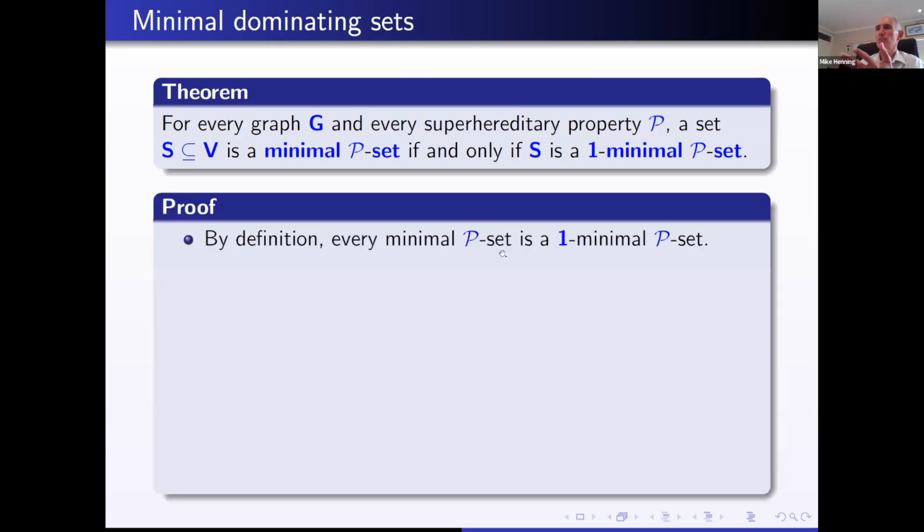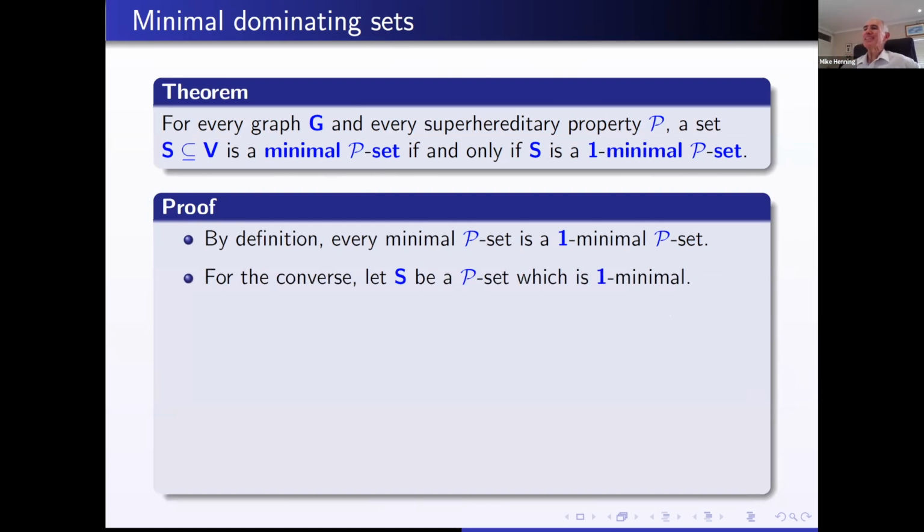So let's take our example. Of course, every minimal P set means every proper subset is not a P set. So in particular, every 1-minimal set wouldn't be a P set. So P minimal implies 1-minimal. But the other way around is not so obvious. We need the super hereditary property. So let's pick a set which is a P set. It has property P. Again, think of domination. And it's 1-minimal. That means that if you remove any vertex, you no longer have that property.